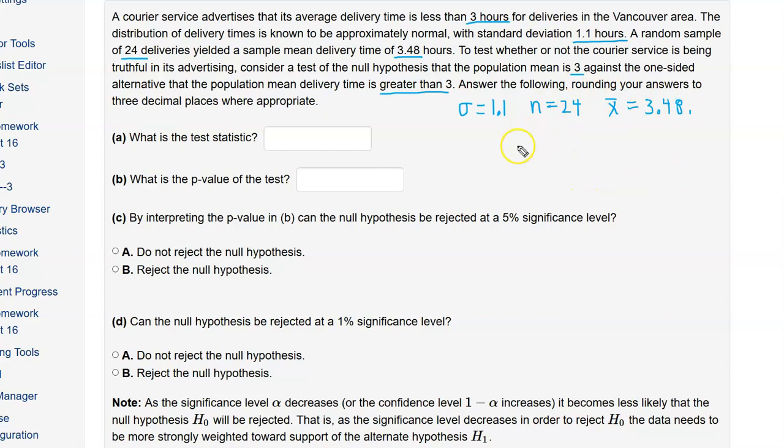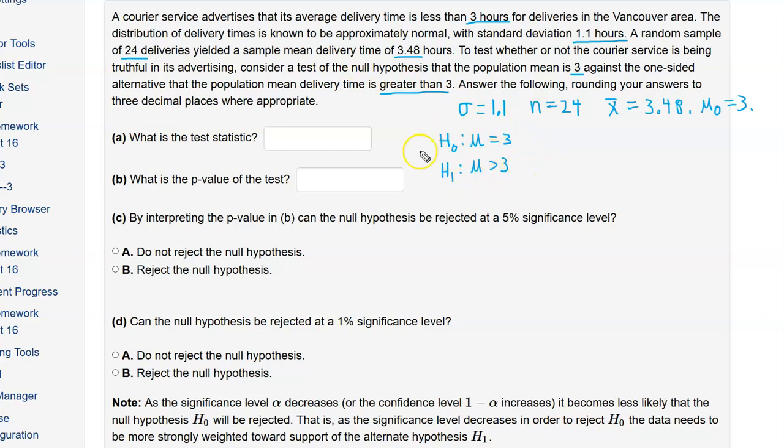Now we need to set up our null and alternate hypotheses. So our null hypothesis, we are told here that we should use the null hypothesis that mu equals 3. That's what we're told right here in the problem. So the 3 is actually our mu naught, so take note of that. Our mu naught here is 3. And our alternate, we are told it should be mu is greater than 3.